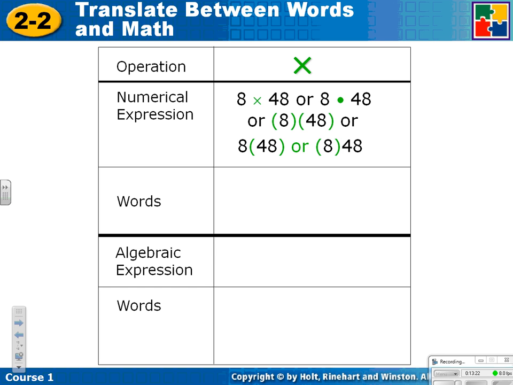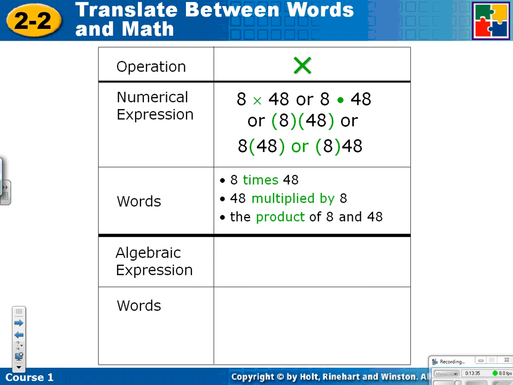What else could you say? 8 times 48. 8 multiplied by 48. I think we might have them all. Oh, the product, that's right. The answer to a multiplication problem is called the product.